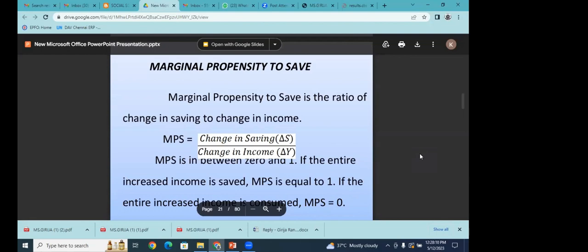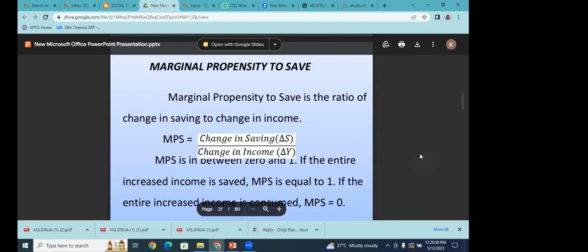So what will be his MPS? First we have to calculate delta S here. Delta S will be 12,500. So 12,500 divided by 25,000, we get 0.5. So give 1 or 2 such problems. Let them answer such problems. They will be able to understand the difference between marginal propensity to save and average propensity to save.